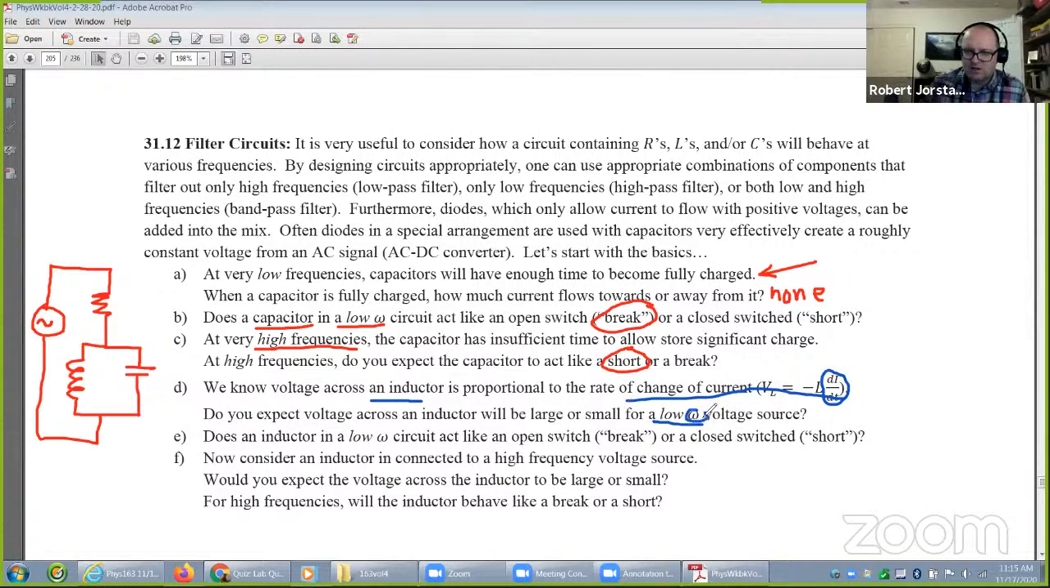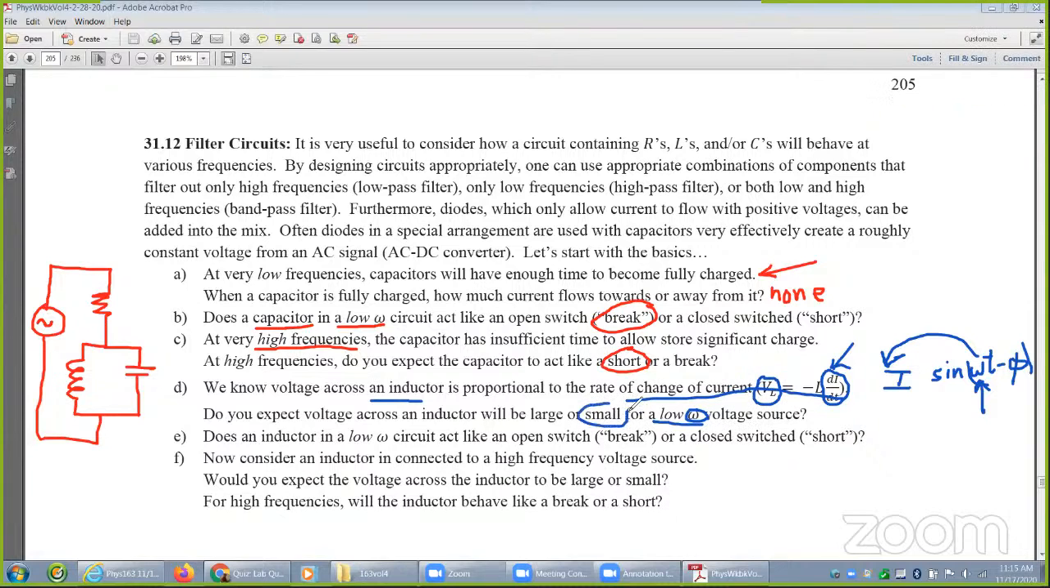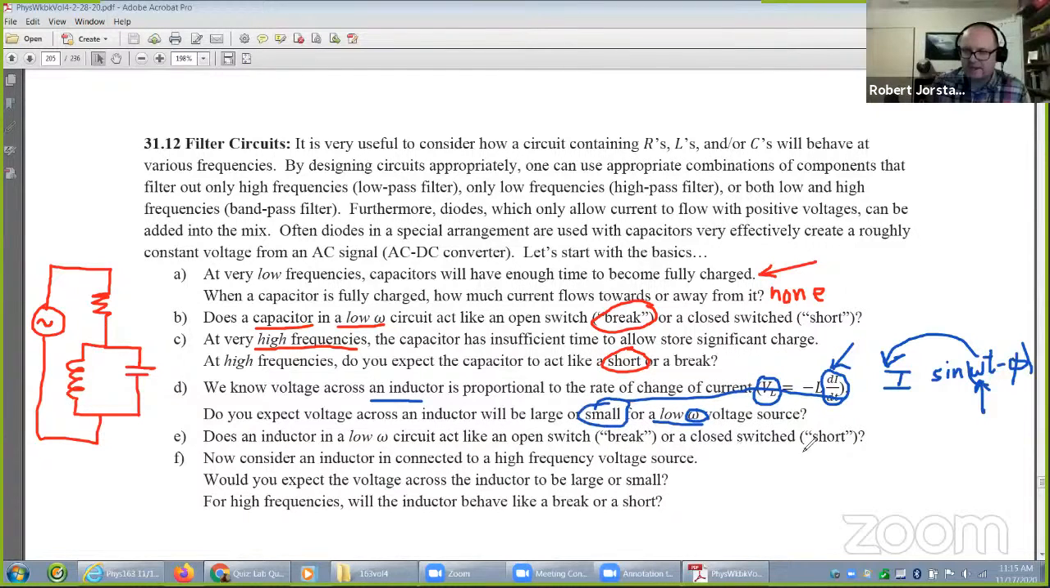If you have a very small omega, remember I is something like sine omega t, maybe minus a phase angle. But the idea is if omega is small, if it's a small number, and you take the derivative, the omega pops out. Is the voltage big or is it small? Small. So take a guess. Is that going to look more like a short or a break? Just go with your gut. It's okay to be wrong. Break. It will look like a short.